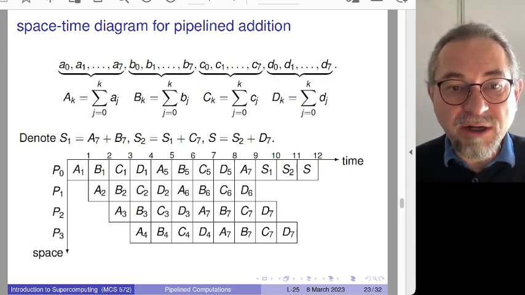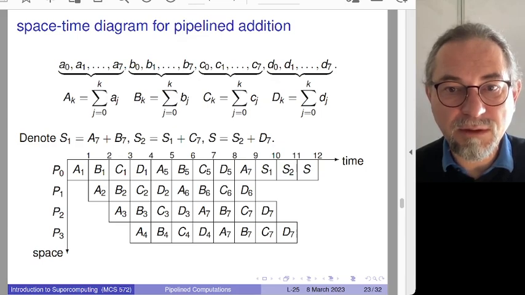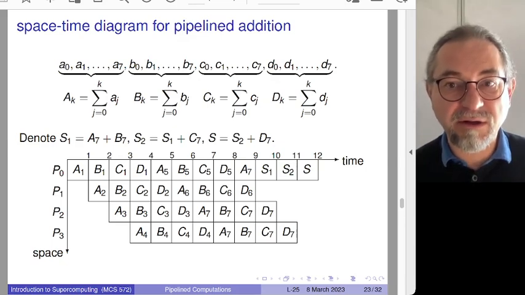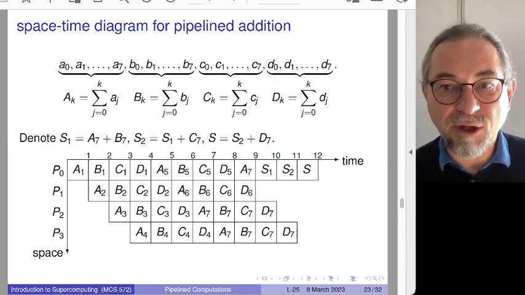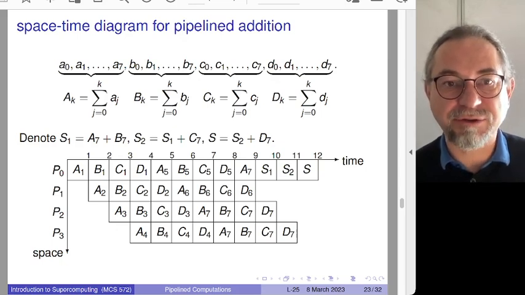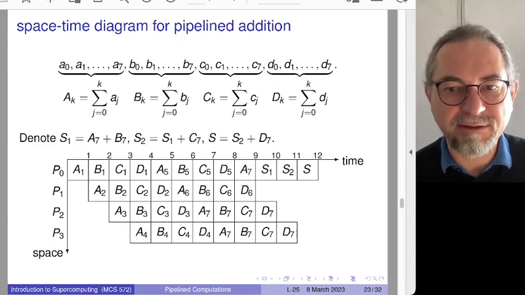Okay, in total there are 12 time units here, but the sequential time would have been, we have a sequence of 32 numbers, so this would have been 31 additions. So a significant speed up, more than 3 even on this very simple example. Now, of course, this example is too small to actually observe any real speed up. Everything will be occupied by the communication overhead here.